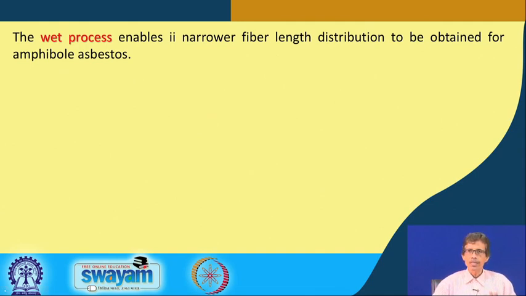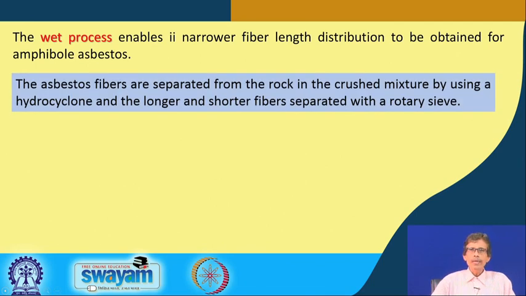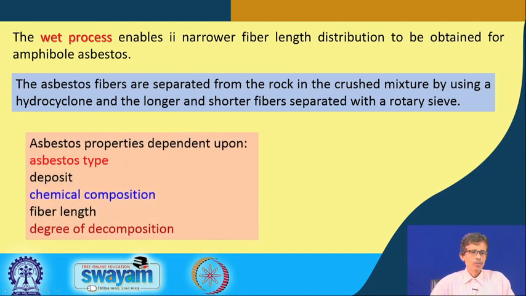So, everything is not uniform, but most of the time we will find one particular variety of fiber length, and its distribution will be important to give a characteristic pattern and structure. We separate it from the rock material by crushing, and the crushed mixture is treated using a hydrocyclone, and the longer and shorter fibers are separated with a rotary sieve. So, we have a rotating sieving mechanism such that the longer ones are separated from the shorter ones. The shorter are separated at one point and the longer are separated out from that separation process.